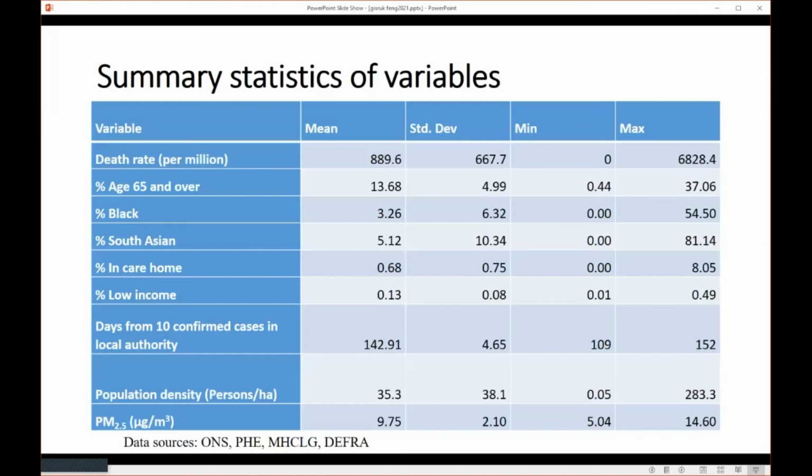So here is a simple table of summary statistics of the variables. It shows, for example, the mortality rates. The maximum is 6,000 per million, but there are some small areas with no deaths at all. This could be because the figure has been suppressed by ONS, due to confidentiality issues, as they may suppress some small numbers.